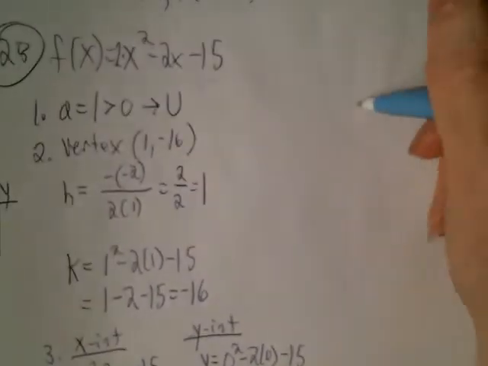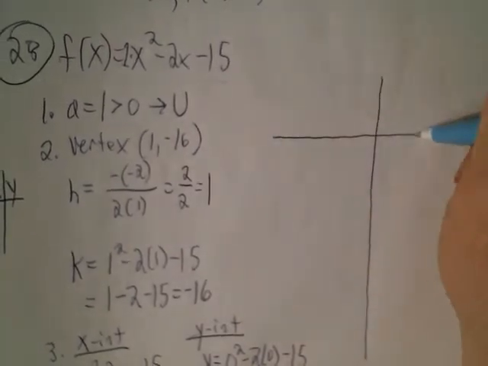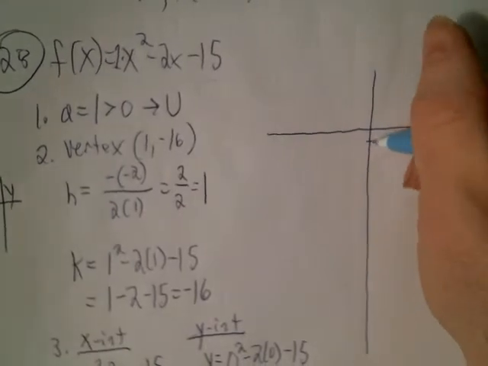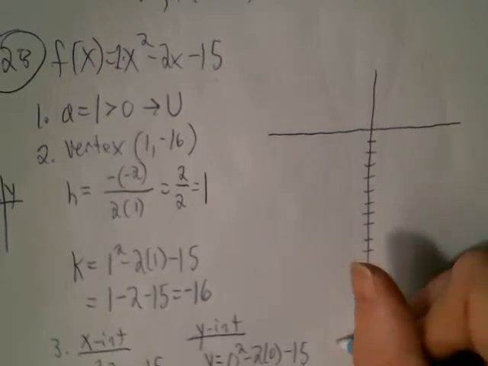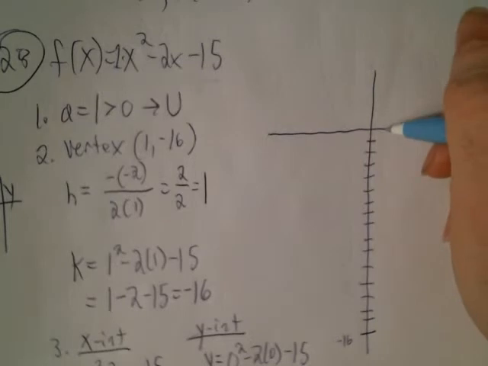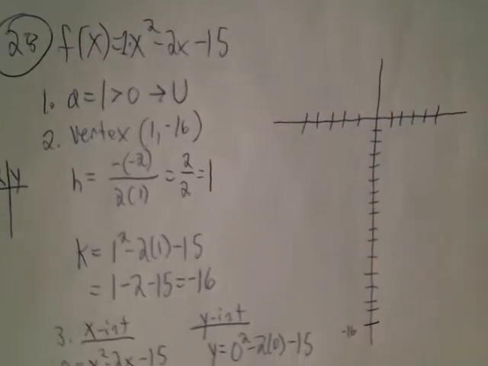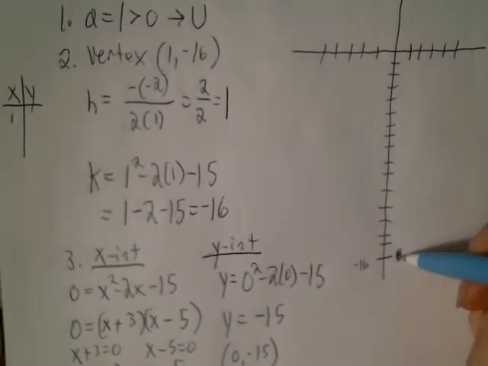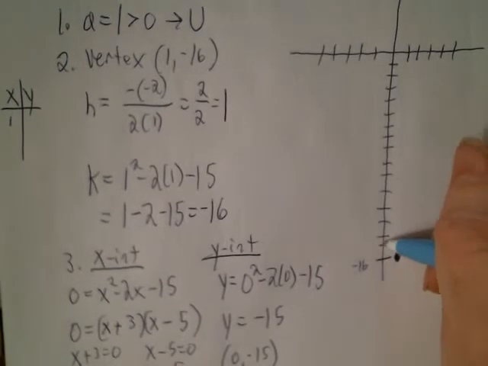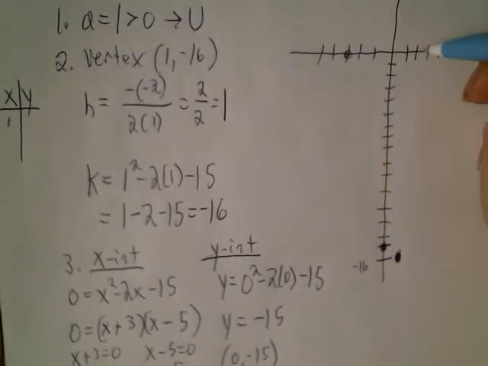Finally, we take all of our information. We're going to have a lot of room in the third and fourth quadrants because of our vertex. Negative 16, and then we have probably 5 in the x direction. Okay, so my vertex at 1, negative 16 is right here. My y-intercept at 0, negative 15, which is there. And then my x-intercepts are negative 3, 0, and 5, 0.